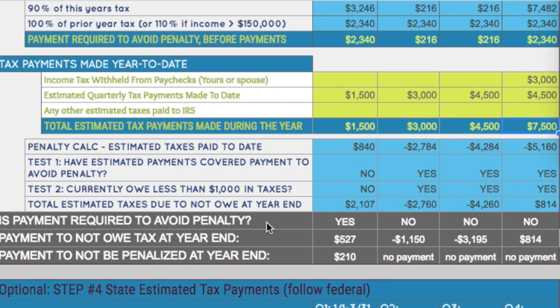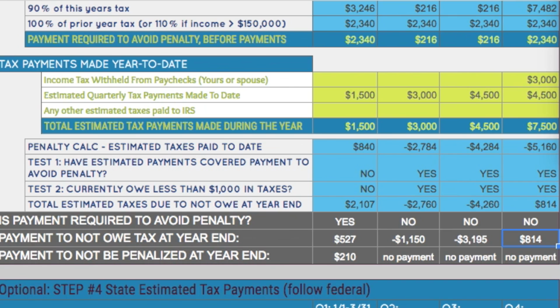And now I won't take you through this. This is a calculation for determining, is a payment required to avoid penalty? In this situation, no. If this was yes, like you can see it was showing in the first quarter, then the third question, payment not to be penalized, will have an amount. Ours says no payment for the fourth quarter because there isn't a payment required. However, a payment to not owe taxes at the end of the year is required. It says $814 needs to be paid to not owe at the end of the year.